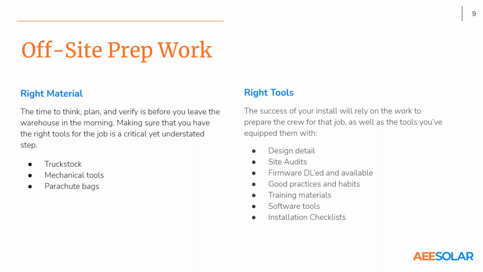Software tools, I mentioned firmware earlier, but there's going to be other things that your install teams might need. Some of the more complicated equipment we sell, you might need a config tool or software analyzer to make sure that things get commissioned properly. And then the ultimate thing on the list here is installation checklists. So that's something I recommend for any installer out there.